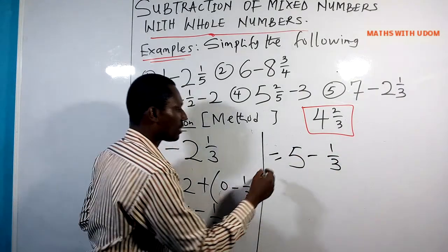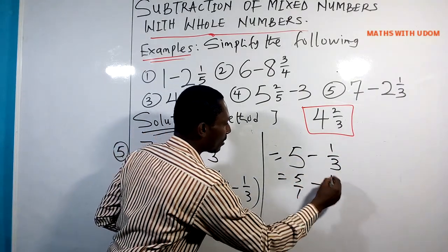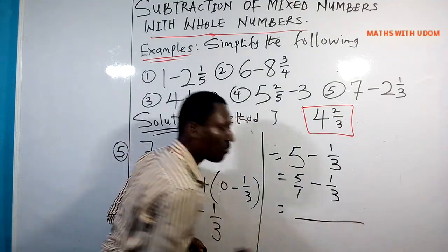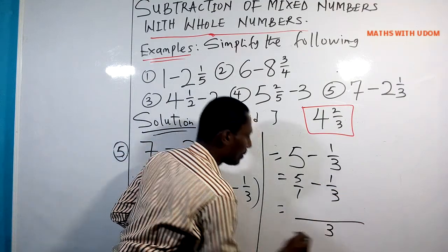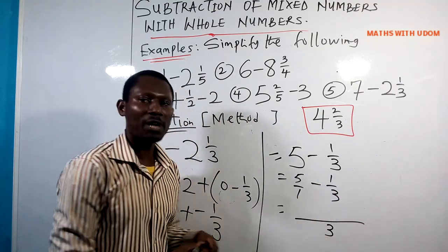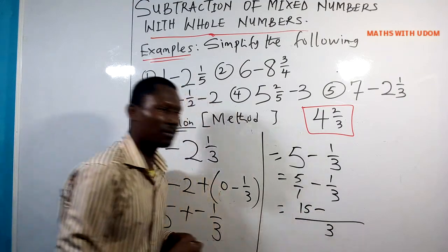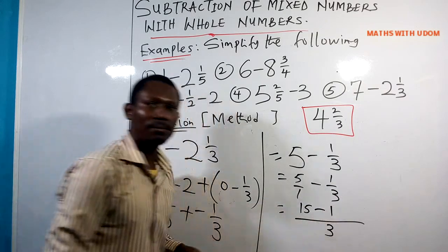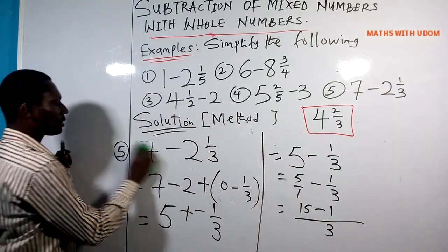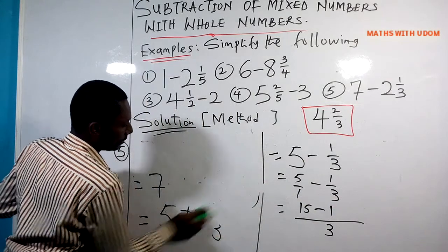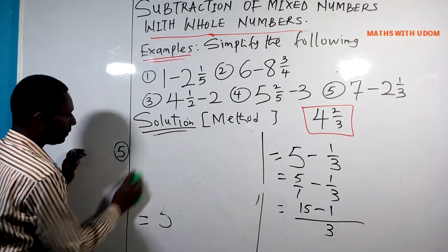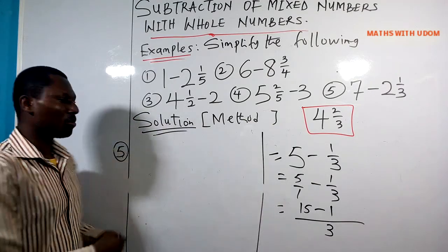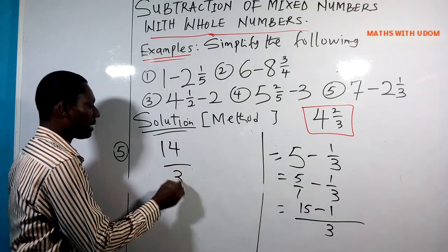Then we say, this is 5 over 1 minus 1 over 3. What is the LCM? The LCM of 1 and 3 is 3. So how many 1s in 3? 3. 3 times 5 is 15, minus, how many 3s in 3? 1. 1 times 1 is 1. Then we wrap it up. So 15 minus 1 will give us 14 divided by 3.